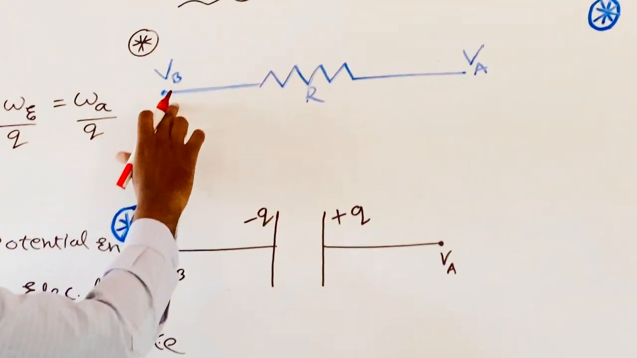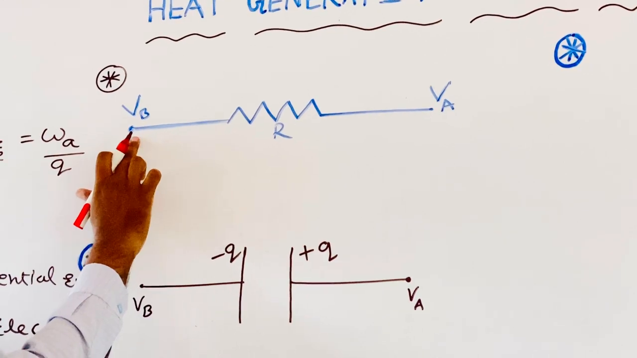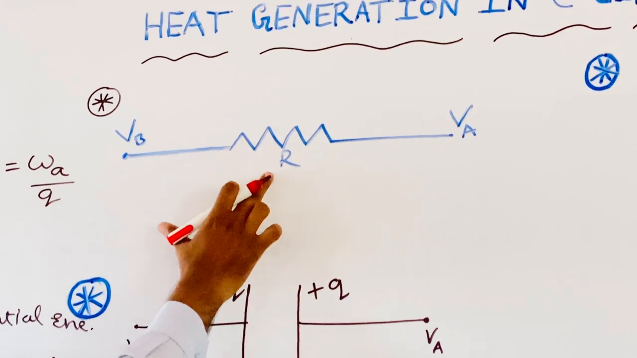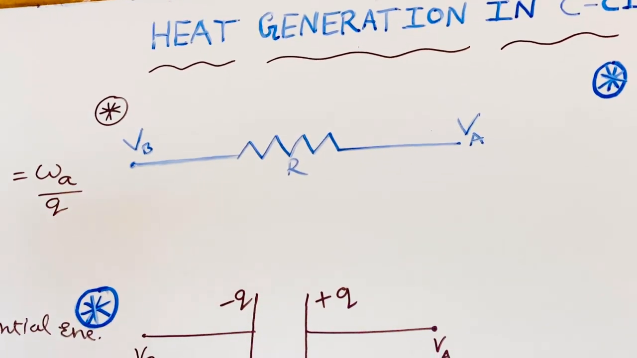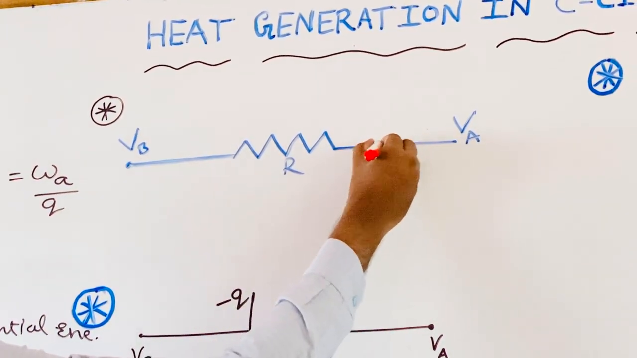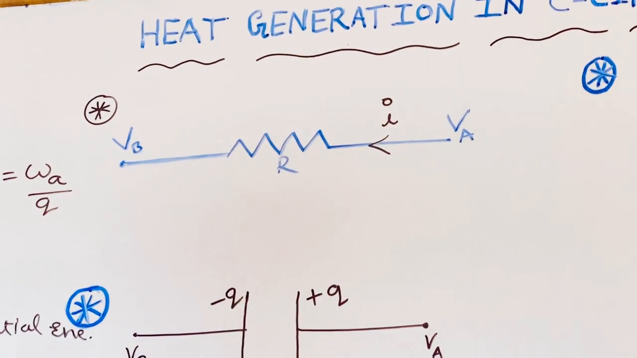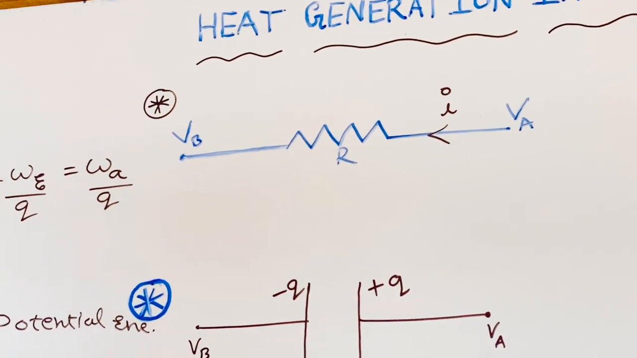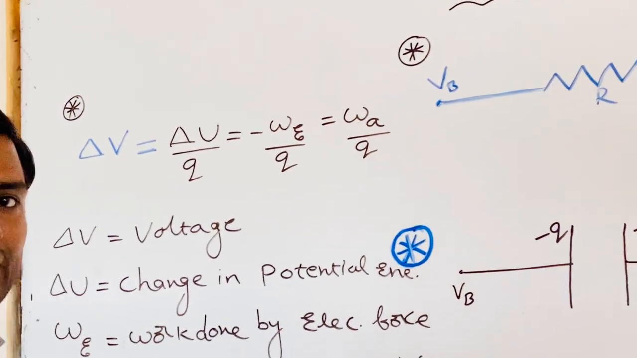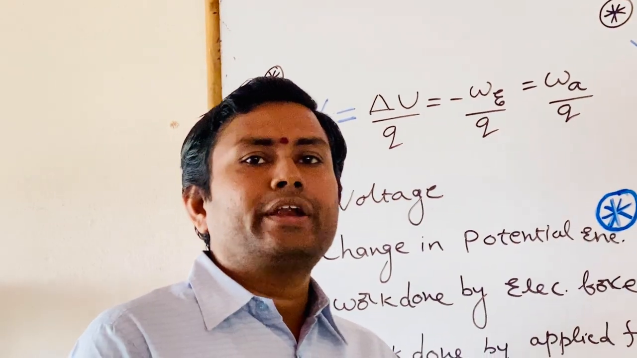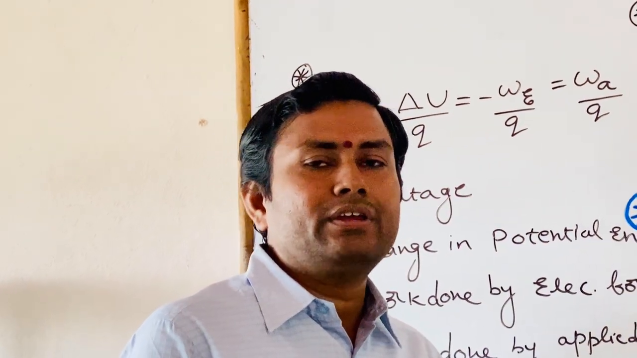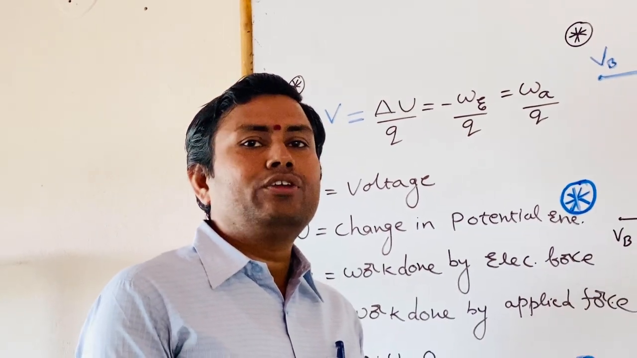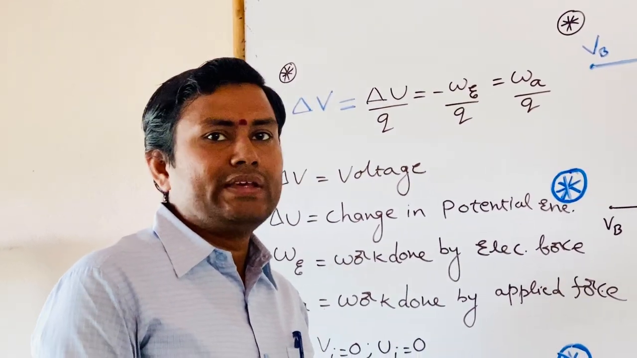Now come to the situation. This is one more key idea here. This is some part of the circuit. In that part of the circuit, you are seeing one resistor. Through this resistor, assume current I passes. In general, how can we define current? The rate of flow of charge. If dq amount of charge is flowing through any given cross section of the wire per second, then that dq by dt is what we define as current.